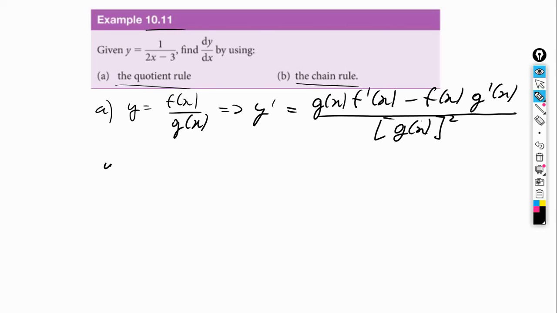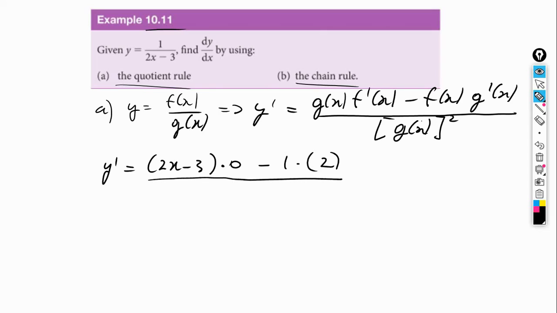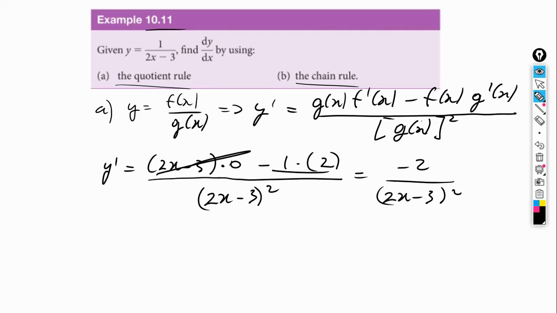So we would say then that the derivative of y would be low, g of x, so that's just going to be 2x minus 3, times the derivative of the top, which is 0 because the derivative of any constant is 0, minus 1 times the derivative of the bottom, which is going to be 2, and this over (2x minus 3) squared. And then notice that this is going to end up being -2 over (2x minus 3) squared. Why? Well, because this cancels out, and -1 times 2 is -2.